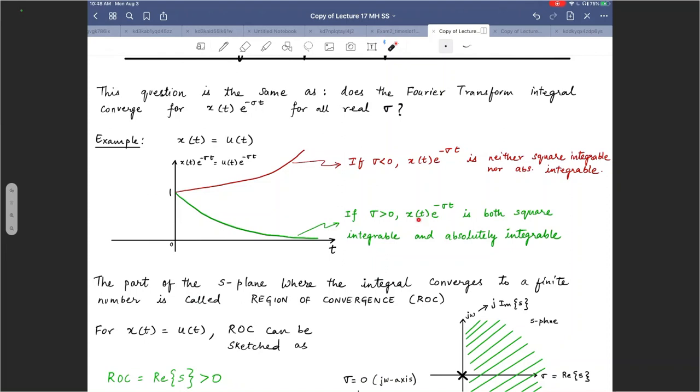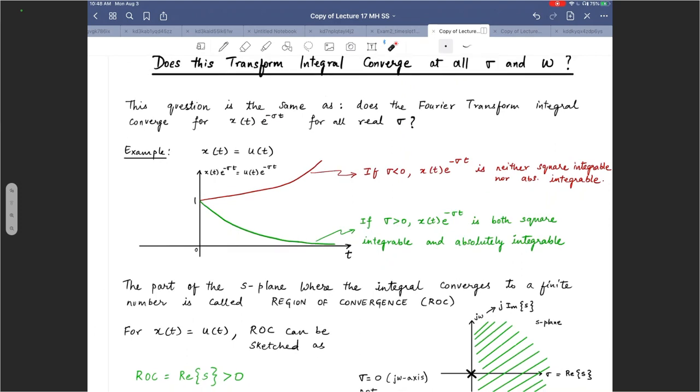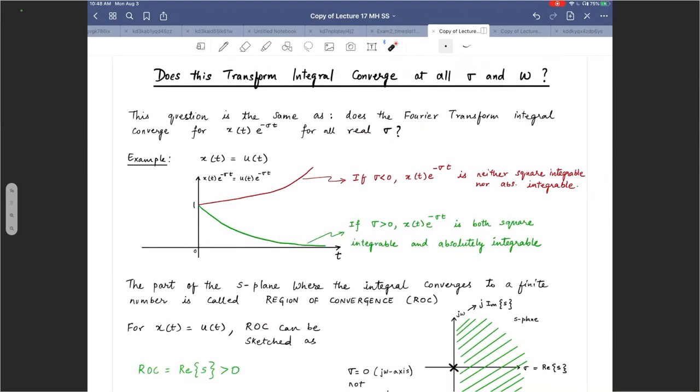So what is this? This is the signal multiplied by the borrowed factor. In other words, we have tried to answer the question, does the Fourier transform of x of t multiplied by e to the negative sigma t converge or not? And the answer, by looking at these two, is if sigma is greater than 0, it will converge. If sigma is less than 0, it will not converge. If you have a decaying exponential, it will converge. If you have a growing exponential, then it will not converge. So you have to choose an appropriate value for sigma in order to make that integral converge.